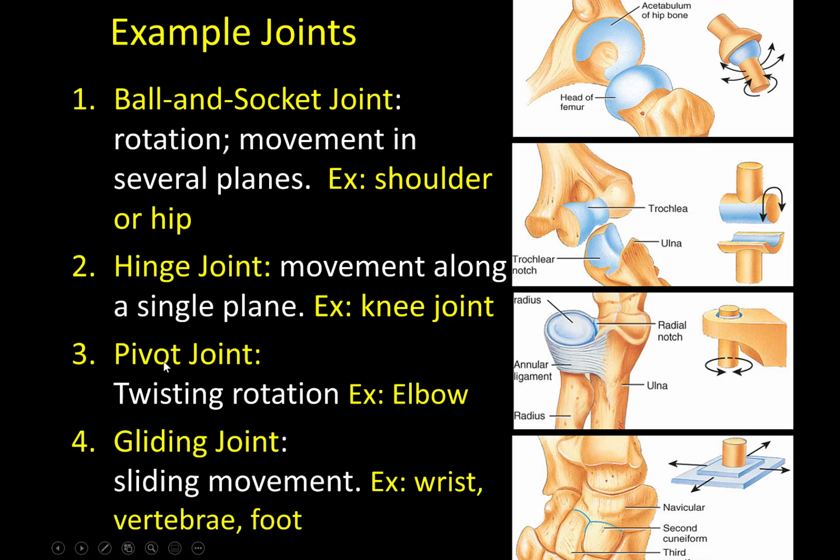There's another pivot joint that connects your skull to the top of your vertebra. That allows you to rotate your head side to side.